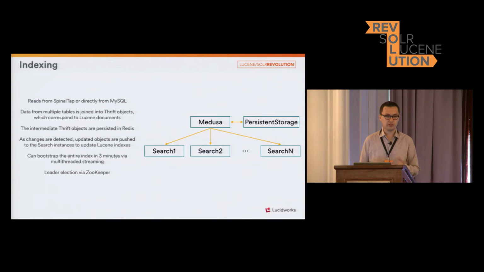Search instances can also request individual objects proactively, or even request a scan of the full index if required. In a multi-threaded mode, the entire Lucene index can be reconstructed from Medusa in about 3 minutes. And there are multiple Medusa instances in production. One serves as the leader and is responsible for writing updates to Redis, while every other instance provides data reads. And we use Zookeeper for leader election. So whenever a leader fails, we can always fail over and elect another leader.